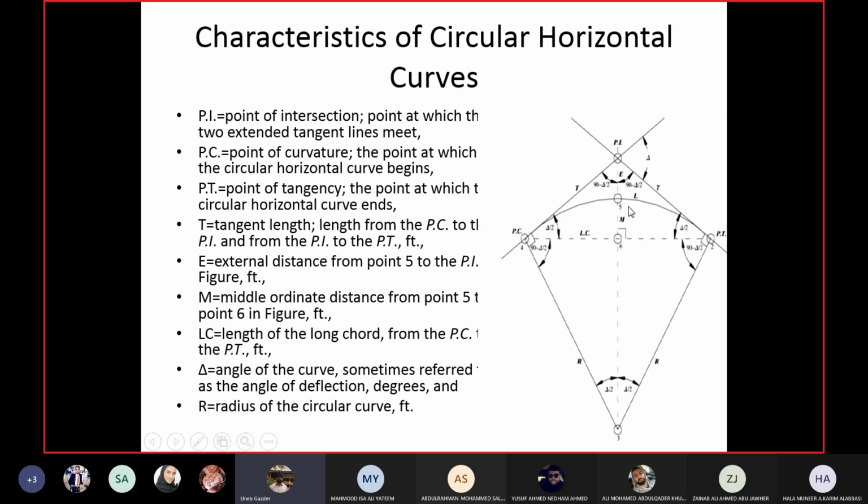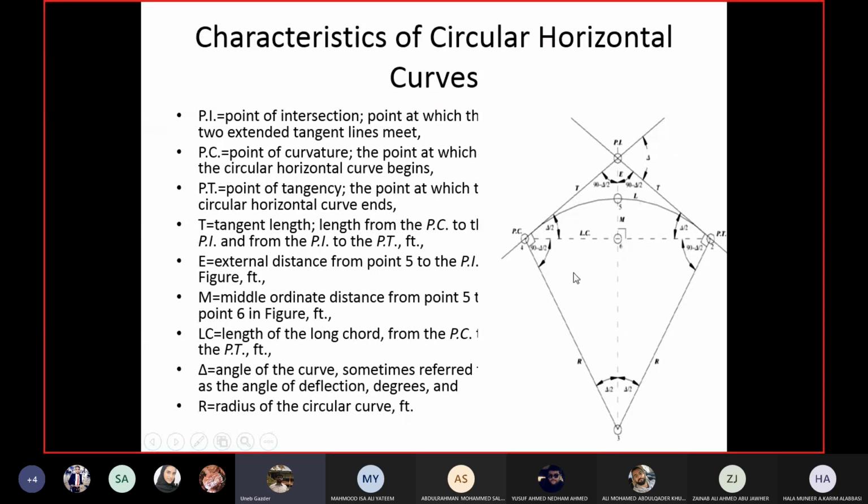And then we have angle delta, which is the angle made by the curve. The line which you drew from PI to the center was intersecting the curve, making delta by 2 on each side, so half of the angle, delta by 2. And delta is also the angle between the two tangents, so we also call it the angle of deflection. So the angle of curve and the angle of deflection are the same.